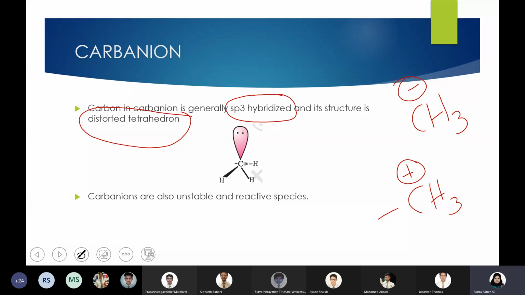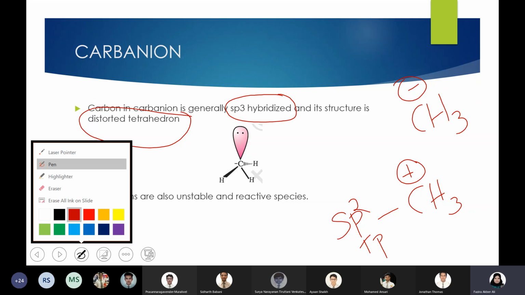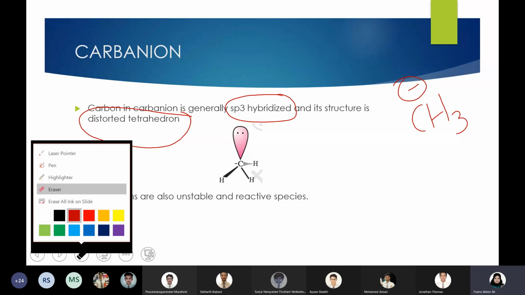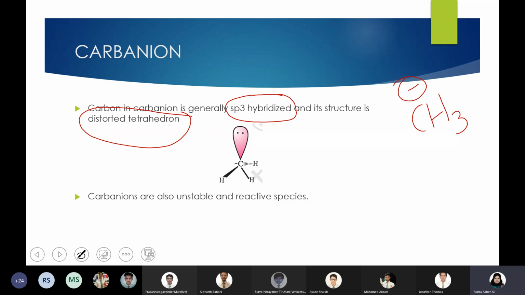For CH3 plus, it was sp2 hybridization and it was trigonal planar. That we discussed already in the previous slide. But in the case of carbanion, this is sp3, and we already know that with sp3 hybridization, the expected geometry is a tetrahedral arrangement. So you can see 3 hydrogens over here, and there is no fourth bond. Instead, there is a negative charge.